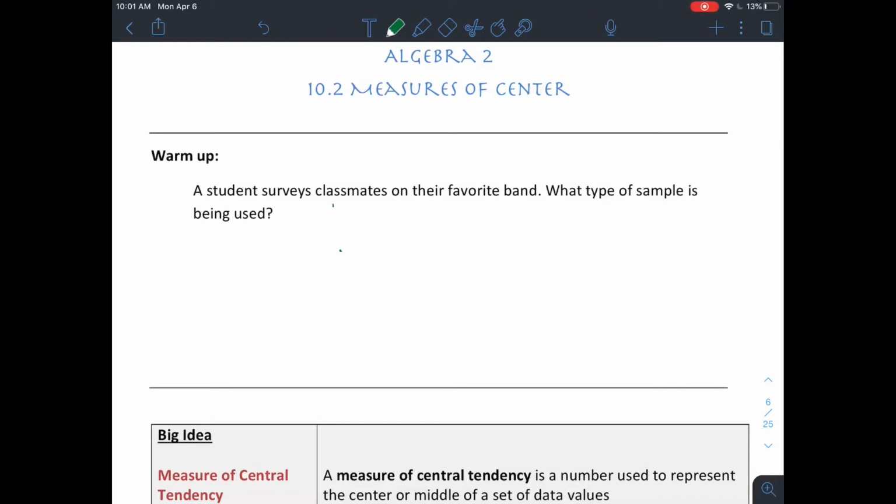We've talked about how you collect data. Today we're going to talk about what you can do with it after you've collected it. Specifically, we're discussing measures of center.